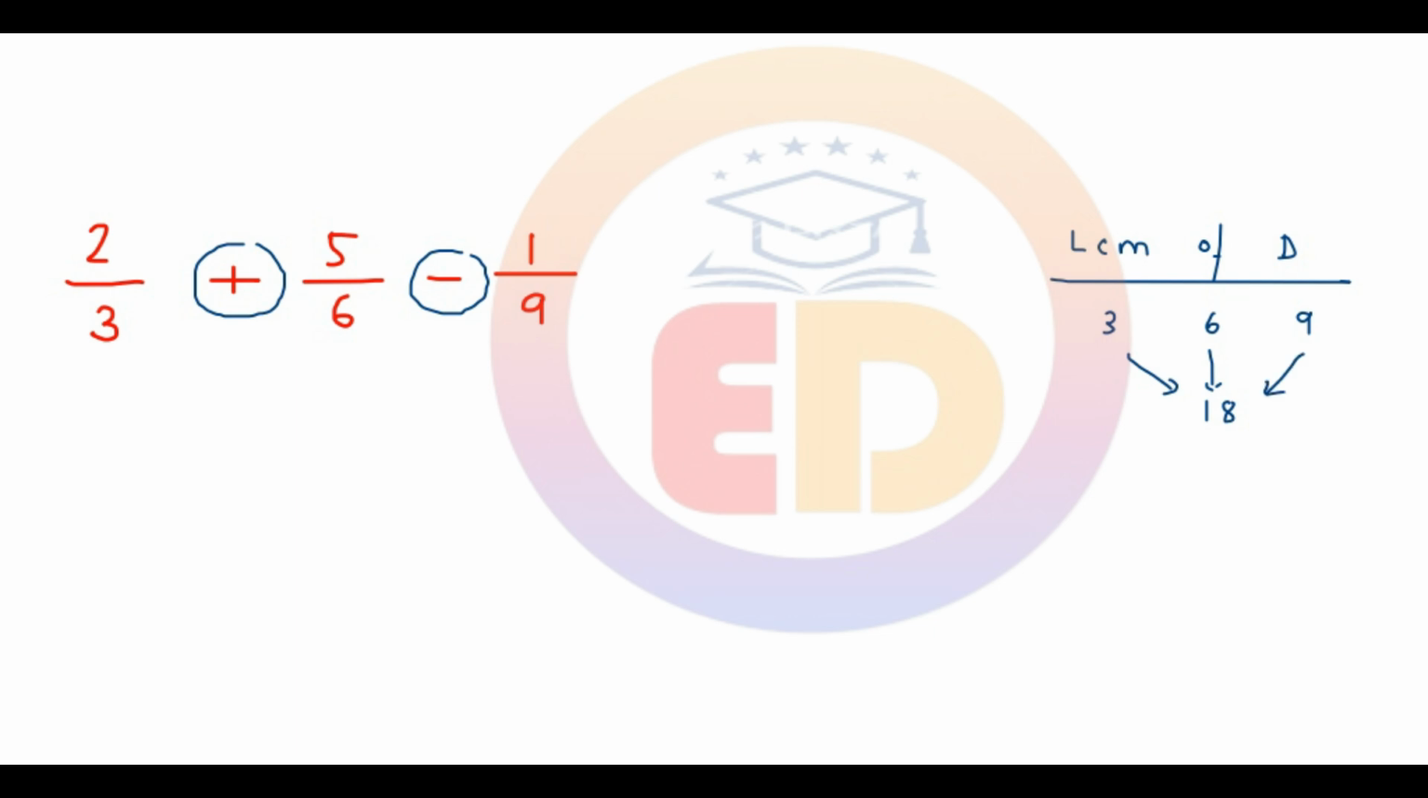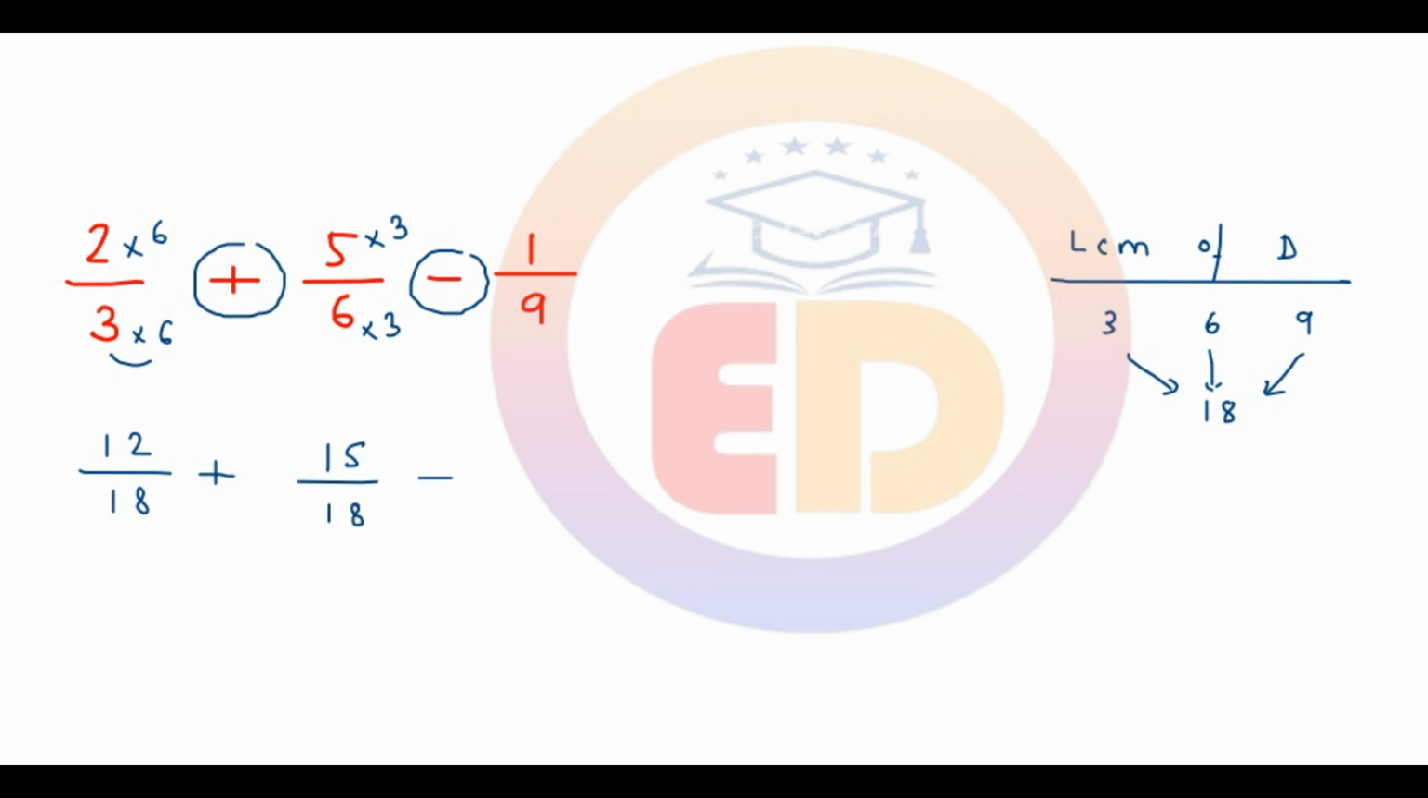2 by 3. To convert 3 to 18, multiply by 6. If you are multiplying the denominator by 6, multiply the numerator also by 6. 2 into 6, the numerator is 12. 3 into 6, my denominator is 18. Plus 5 by 6, denominator 6, to convert it into 18, multiply by 3. If you are multiplying the denominator by 3, multiply the numerator also by 3. This is 5 into 3, 15 upon 18.